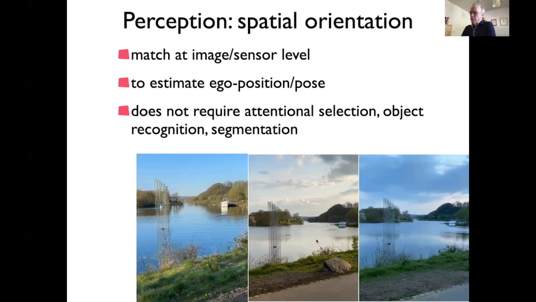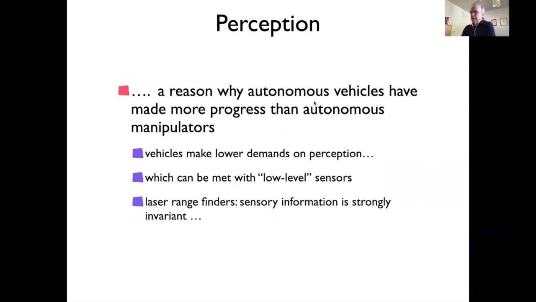So the demands on perception for essentially estimating ego position are quite different, as you've seen. They are actually less sophisticated. There are things that lower animals do and that simpler algorithms can do. And that is one of the reasons why autonomous vehicles have made more progress than autonomous manipulators. Manipulators orient action at objects, while vehicles essentially just need to know where they are, and then they might have to do a little bit of object orientation in the sense of maybe seeing the road, but you can even navigate based on just a compass and a direction. So a lot of these demands for orientation can actually be met by low-level sensors.